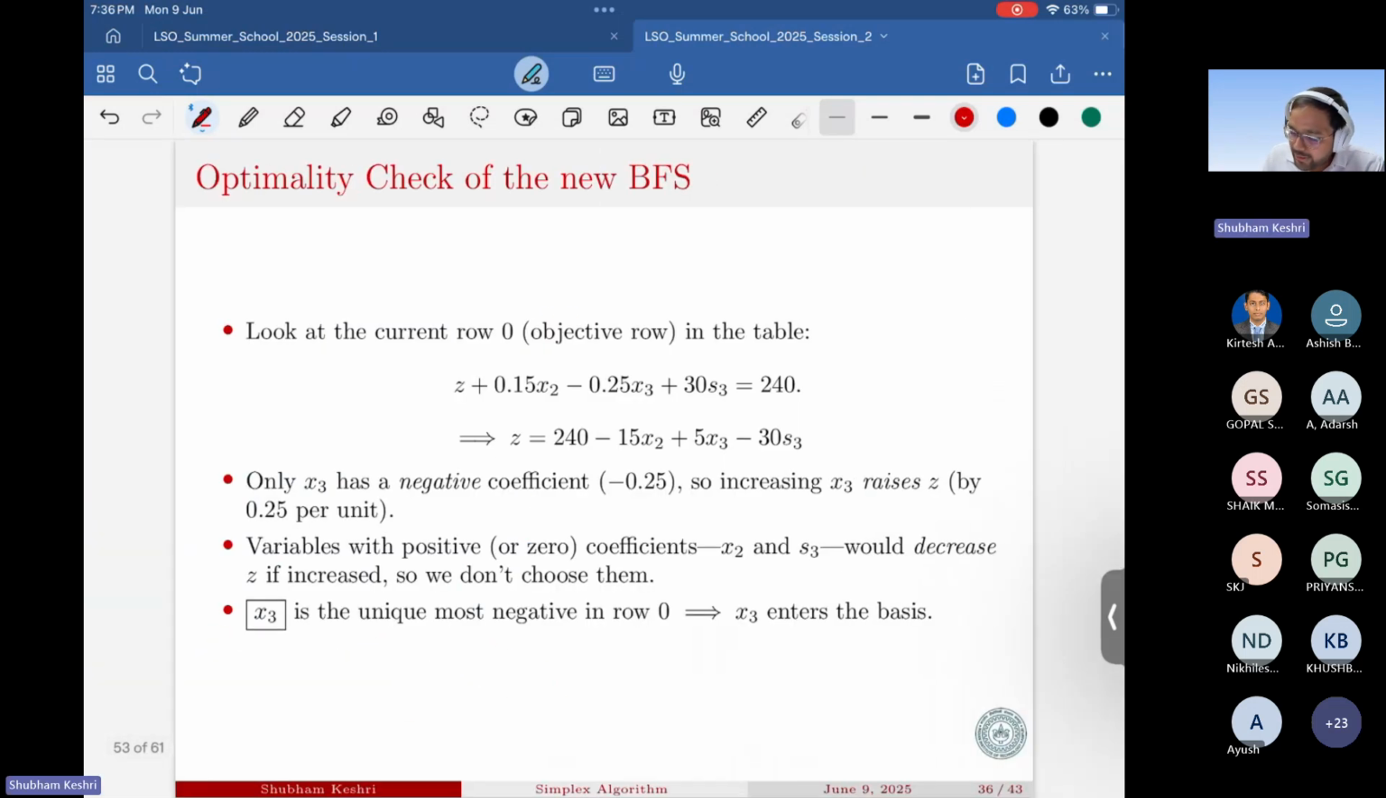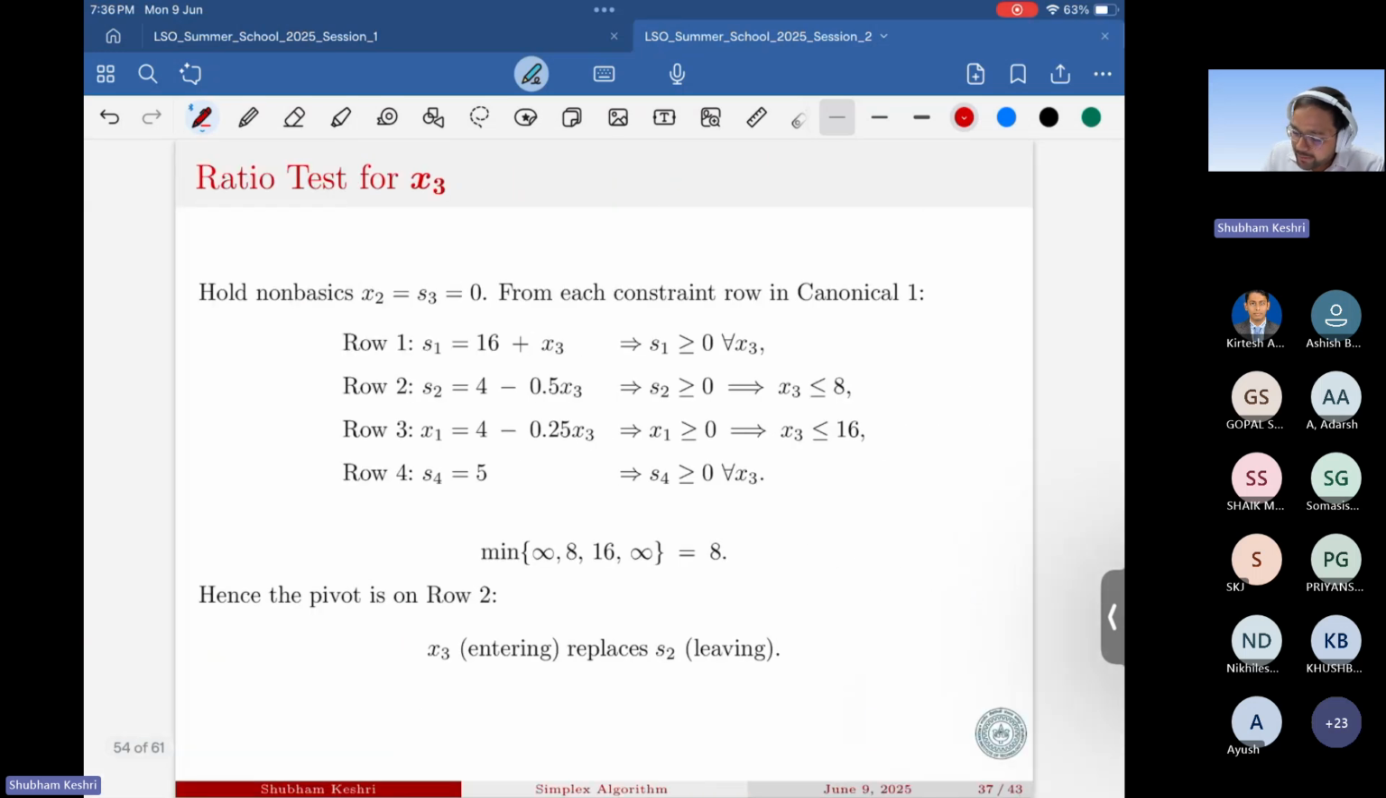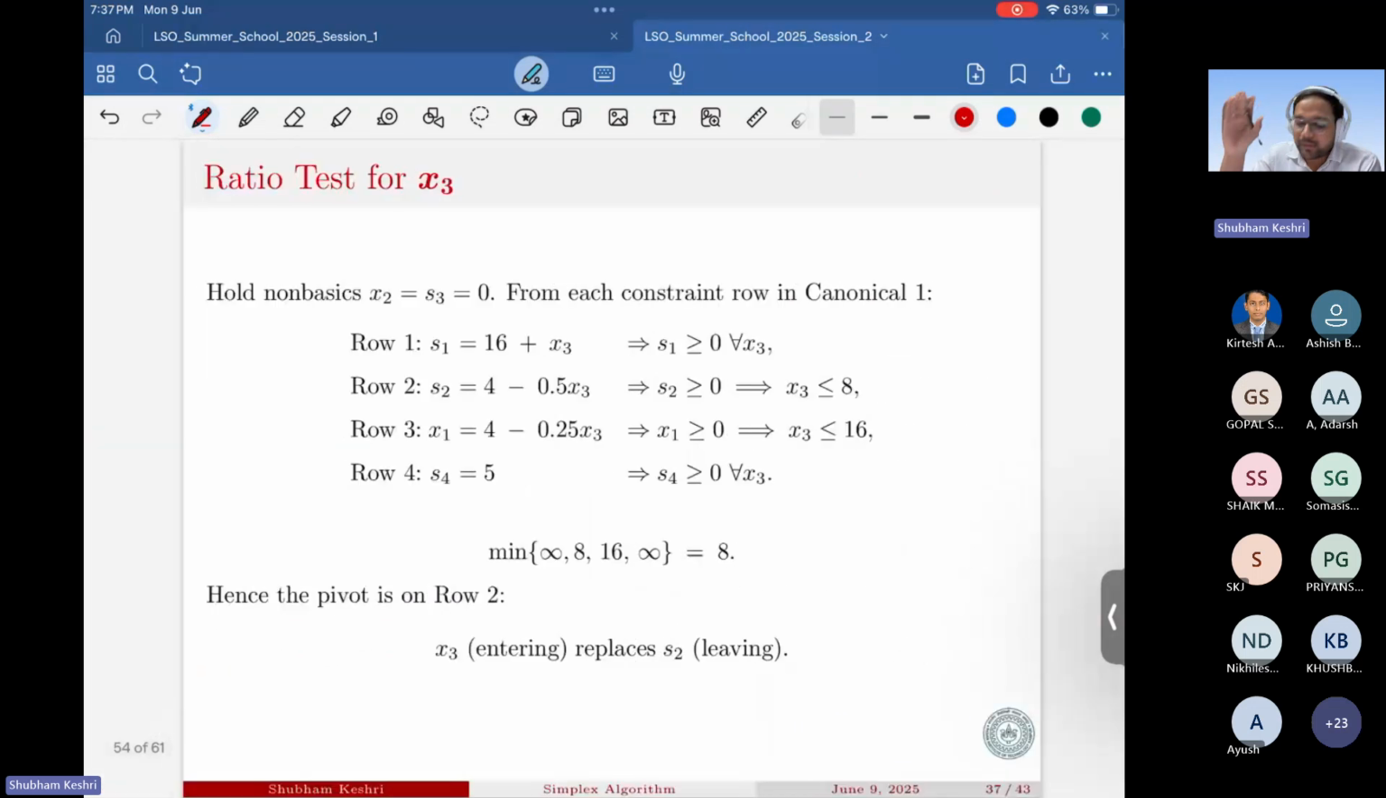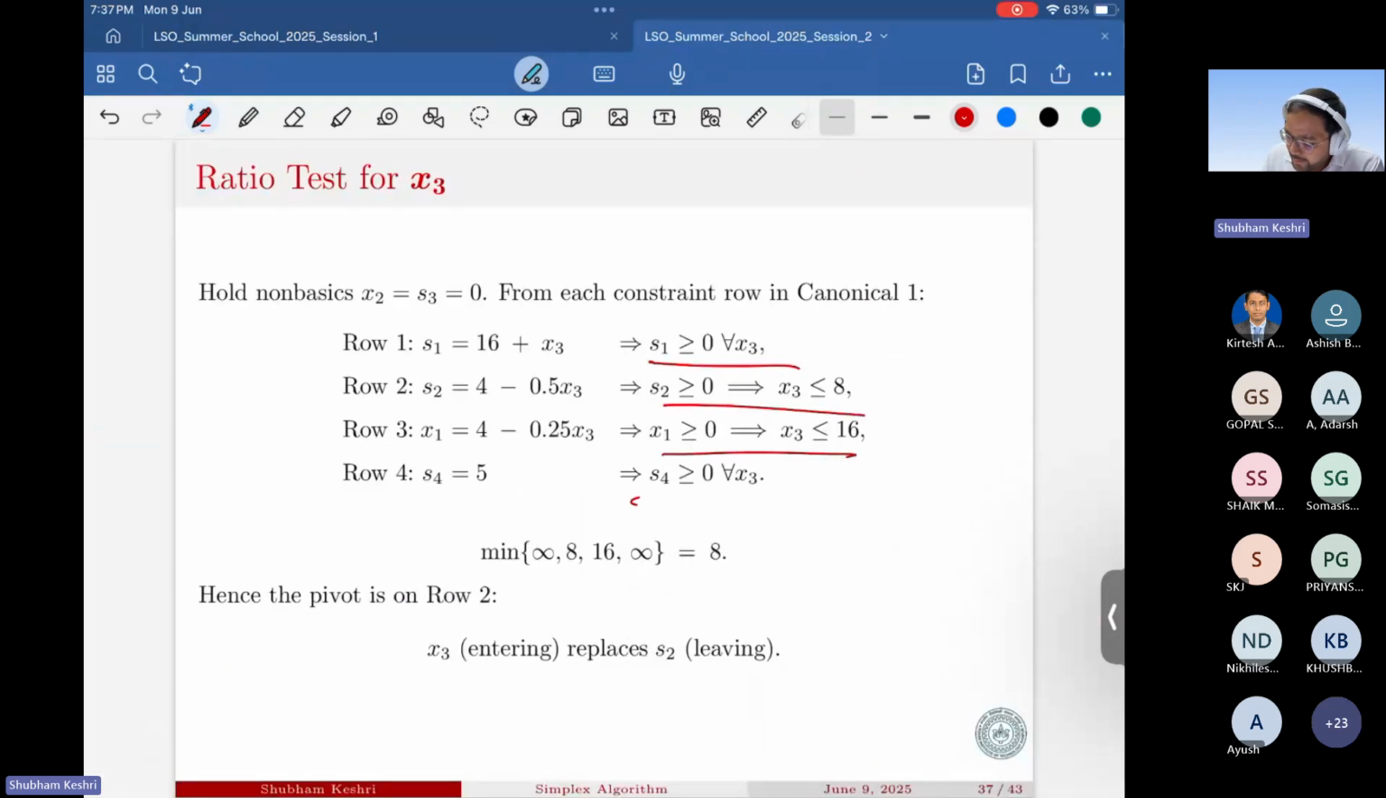So we will check again for the 4 equations. We will check what should be the appropriate value of x3, how much can we improve such that no other variable becomes negative. For all these, we will check again and take the minimum. This is known as the minimum ratio test in the Simplex Tableau.